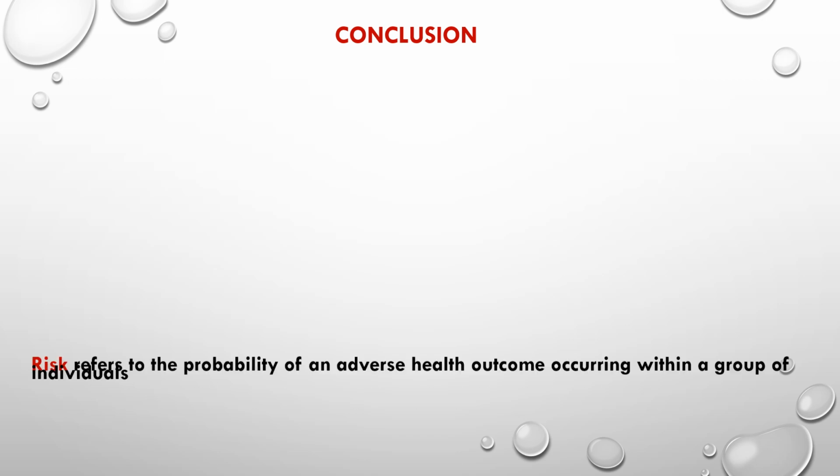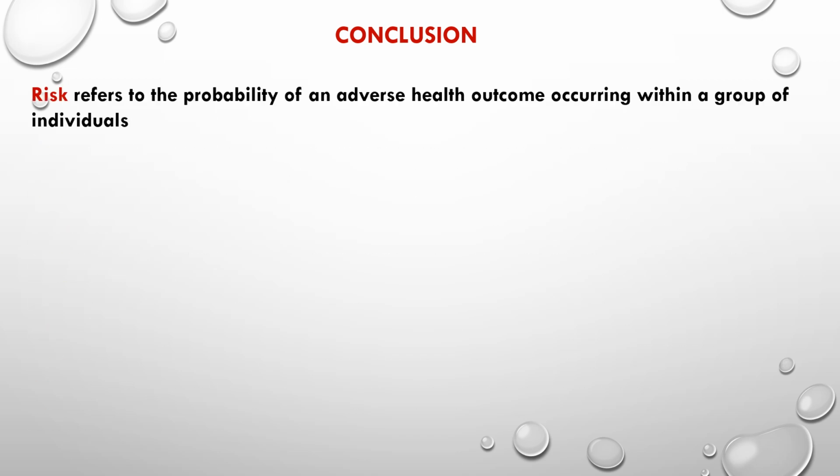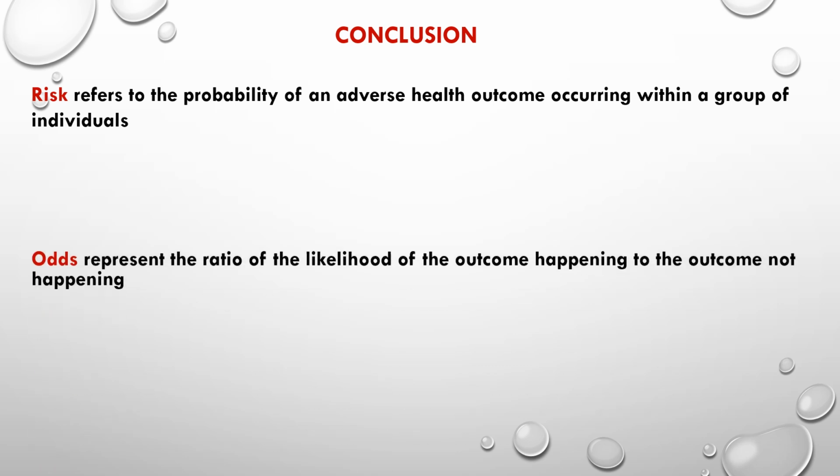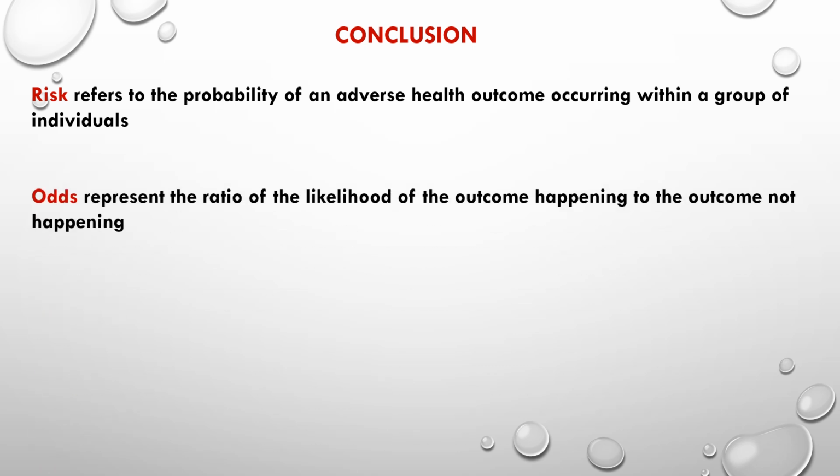Now we can conclude. Risk refers to the probability of an adverse health outcome occurring within a group of individuals. Odds represents the ratio of likelihood of outcome happening to the outcome not happening. So the odds means how many people got the health outcome divided by how many people didn't get the health outcome.